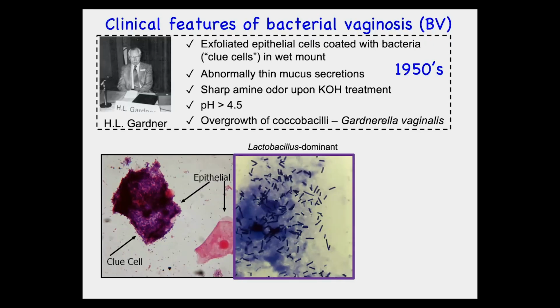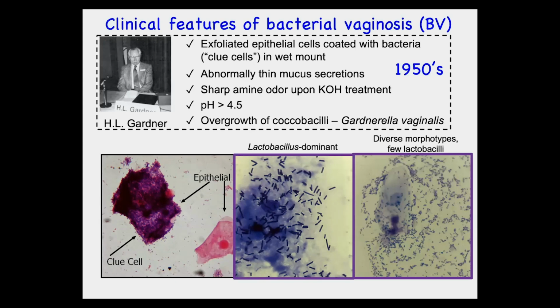So what you'll see with women that have a lactobacillus dominant microbiome, shown here, is a lot of long gram-positive rods that are characteristic of lactobacilli, whereas in the context of bacterial vaginosis, you instead see many diverse morphotypes, not a lot of these long gram-positive rods, but probably a much higher number of bacteria as well. So why do we even really care about this?